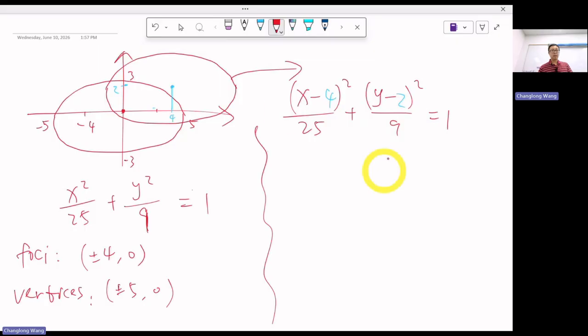But now, on the new ellipse, the foci and the vertices will be shifted the same way as you shift the center. But how do we shift the center of the ellipse? We shift it to the right by 4 units. We shift it up by 2 units. Where do you think the new foci and vertices will be located, if you're going to shift them to the right by 4 and up by 2?